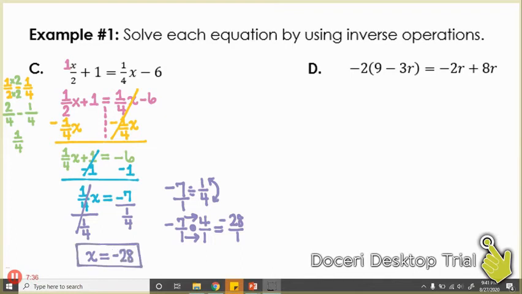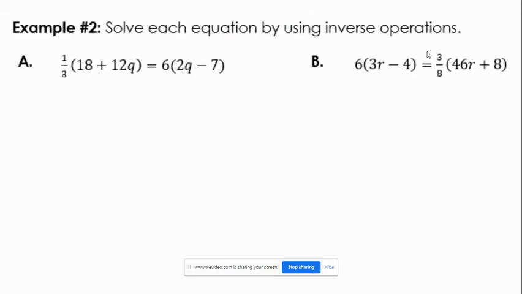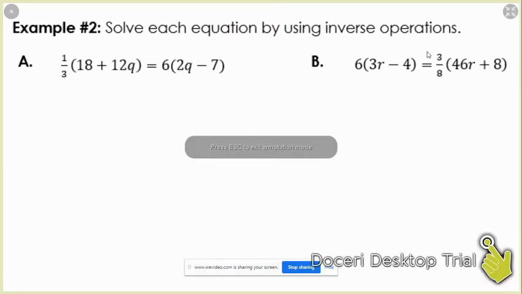-28 as a solution. So -28 would make that equation true. For example 2a, we are solving each equation using inverse operations. So for example A, we have to distribute the 1/3 first. We always look to distribute first and then combine like terms. So we're going to distribute a 1/3 by multiplication to 18 and 12q.